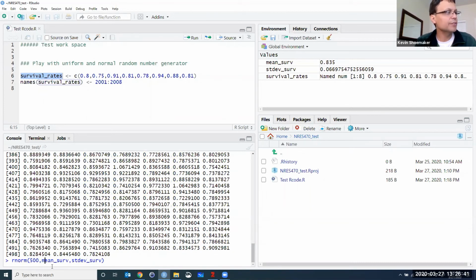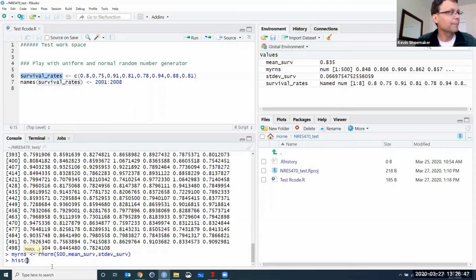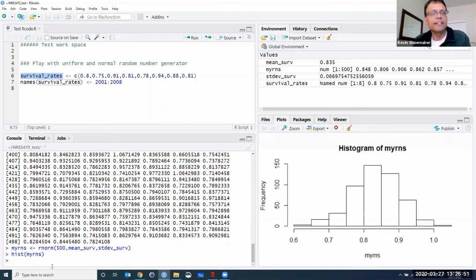If we save those as my random numbers, and make a histogram, we can see that if you take all these random numbers and make a histogram, it looks like a normal distribution. It's starting to look like a normal distribution. So that's how we can fit a normal distribution to data that we have on our population.